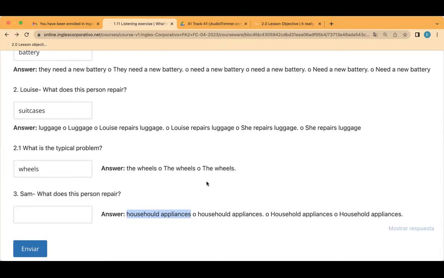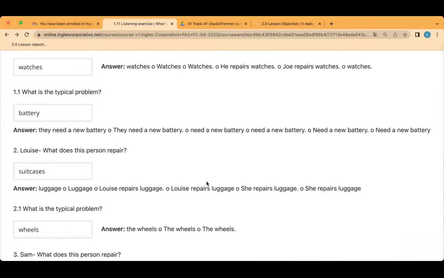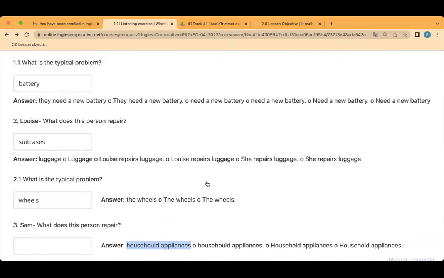Mr. Edwin, in the second one, the case of Louise, they didn't accept suitcases and luggage either? They accept only luggage. They don't accept suitcases. Correct. Only luggage. He says specifically suitcases, but they don't accept suitcases for the answer.